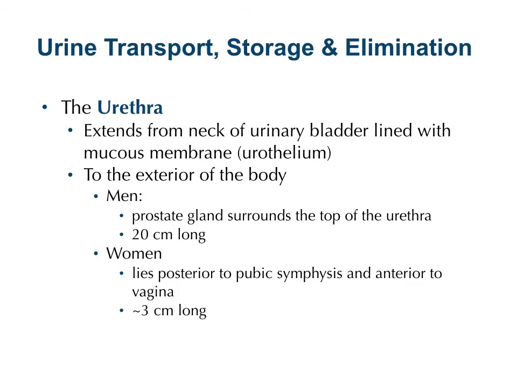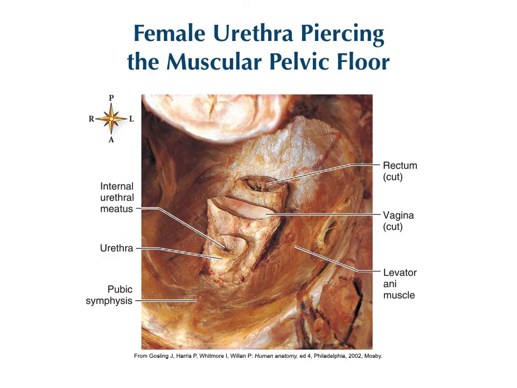The urethra extends from the neck of the urinary bladder and is lined with a mucous membrane, which is called the urothelium. We have previously examined the course of the male urethra, which is on a winding path for about 20 centimeters. It joins with the male reproductive system during this course at the prostate gland. But let us further examine the urethra in the female.